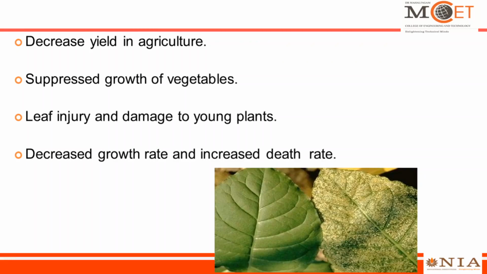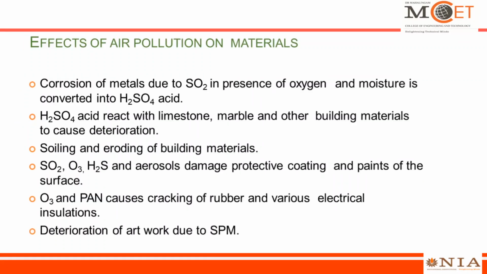Furthermore, it causes reduction in yield in agriculture, suppressed growth of vegetables, leaf injury and damaged young plants, decreased growth rate and increased death rate. So this is how a normal leaf and a diseased leaf look like.